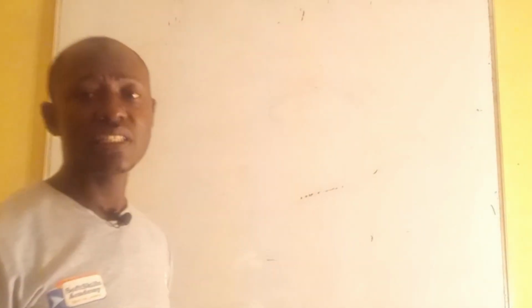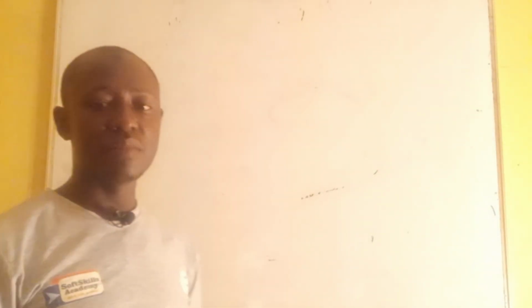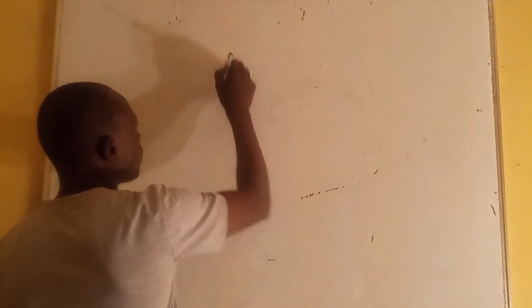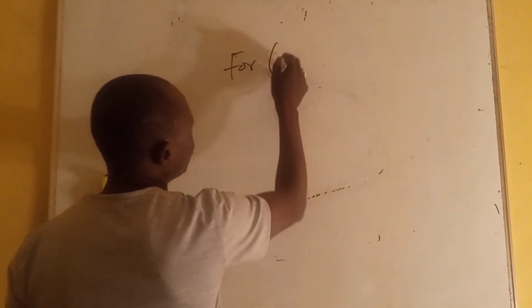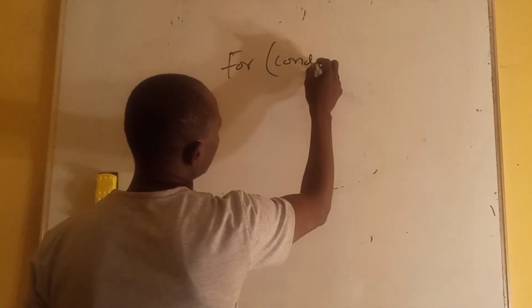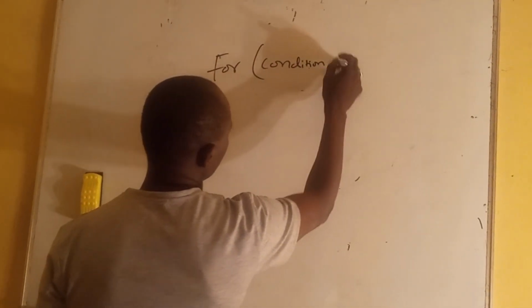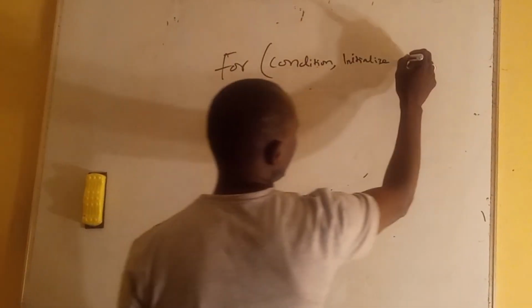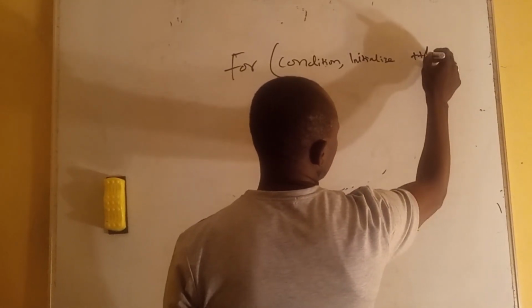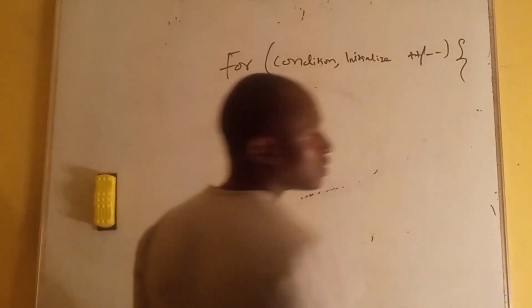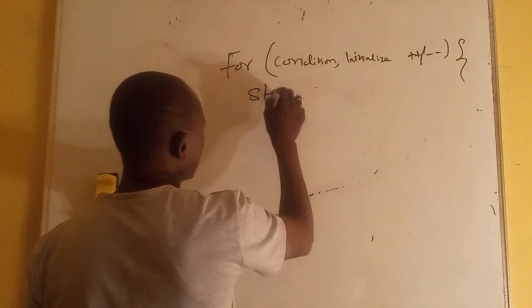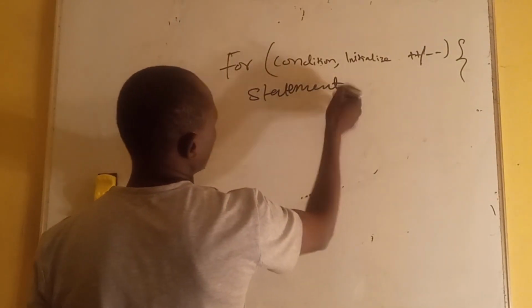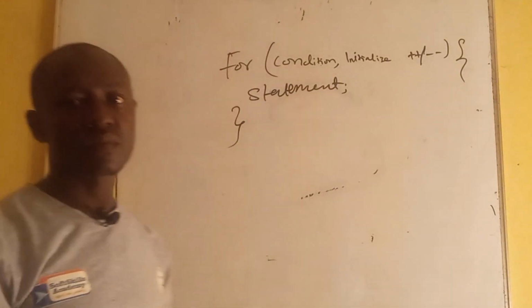The syntax of a for loop is going to look like this: you are going to initialize, you are going to set a condition, and then you update, that is, increment or decrement. So you have for, then initialize, condition, then you increment or decrement. Are we together? And then it is followed by statements, then you end this.